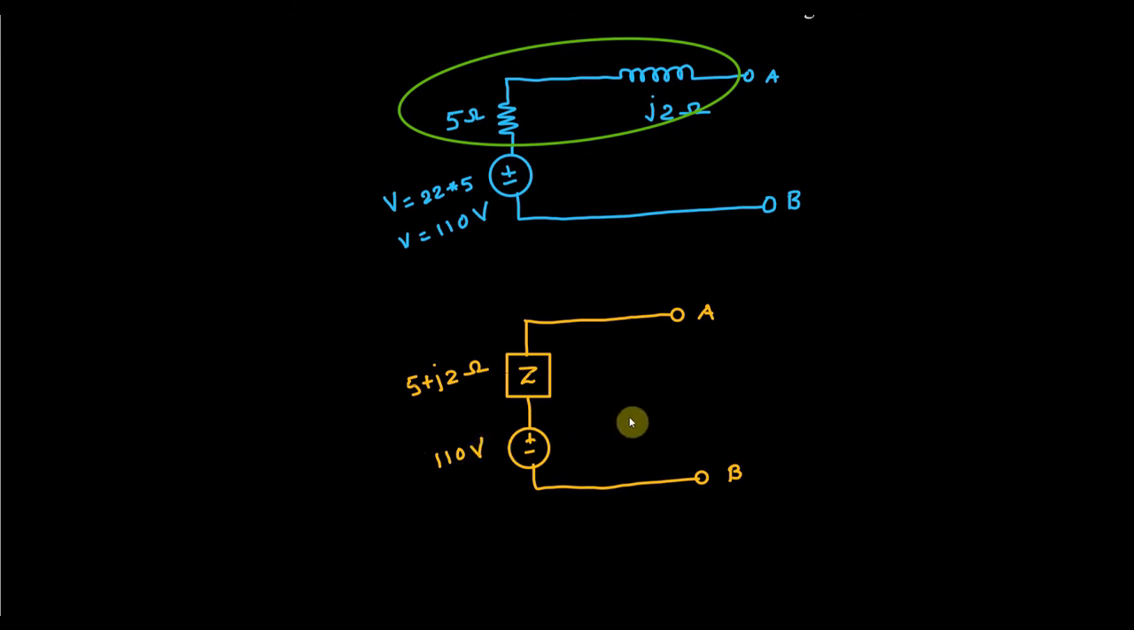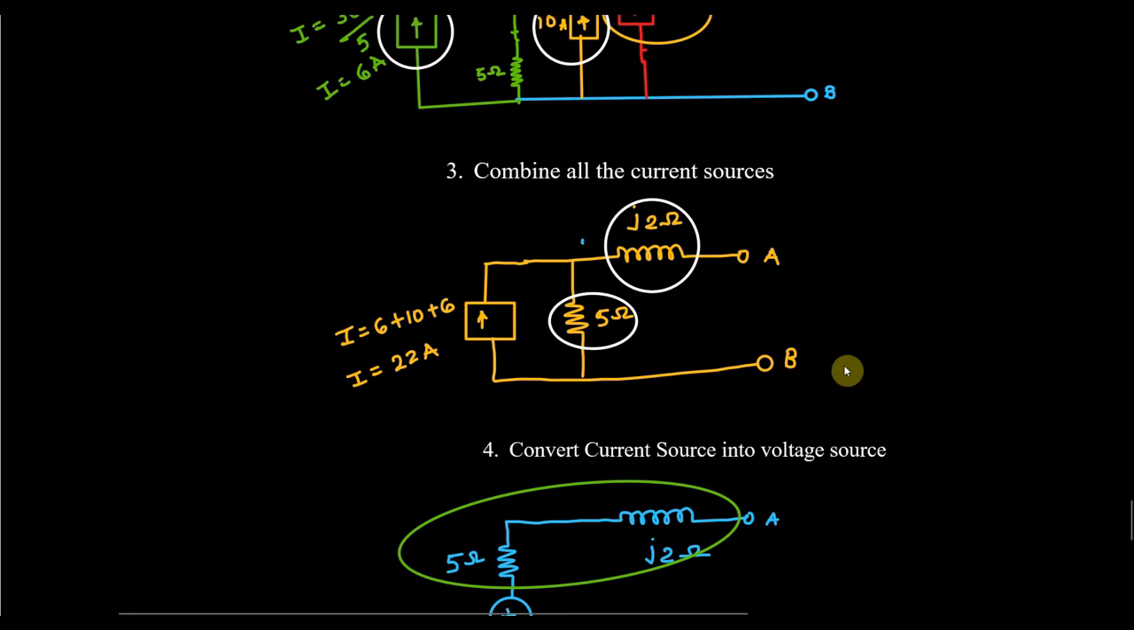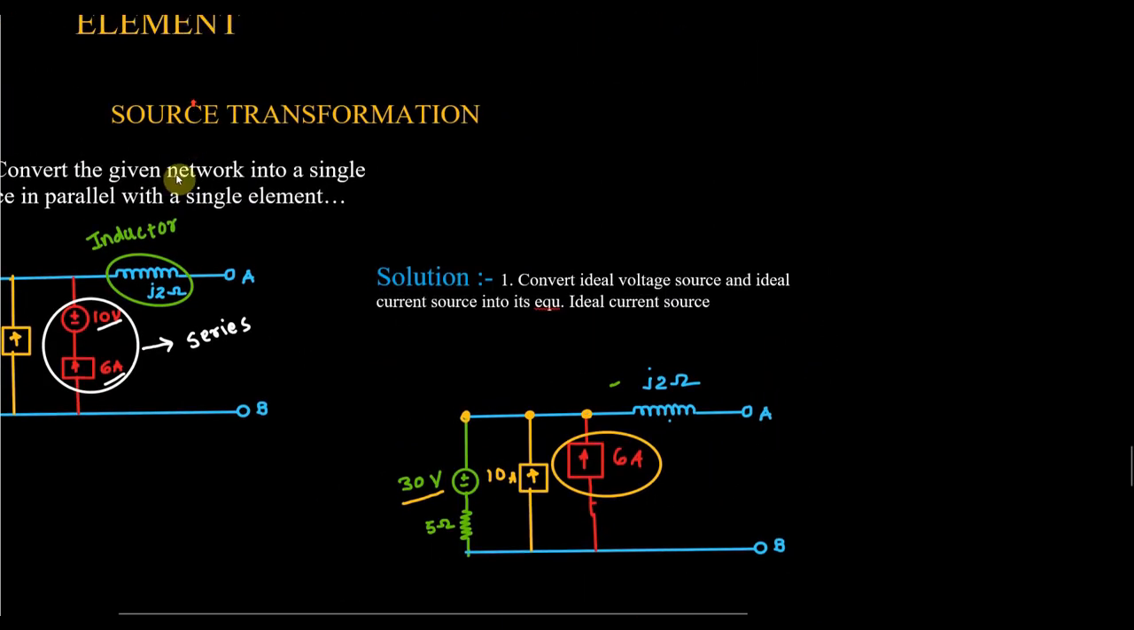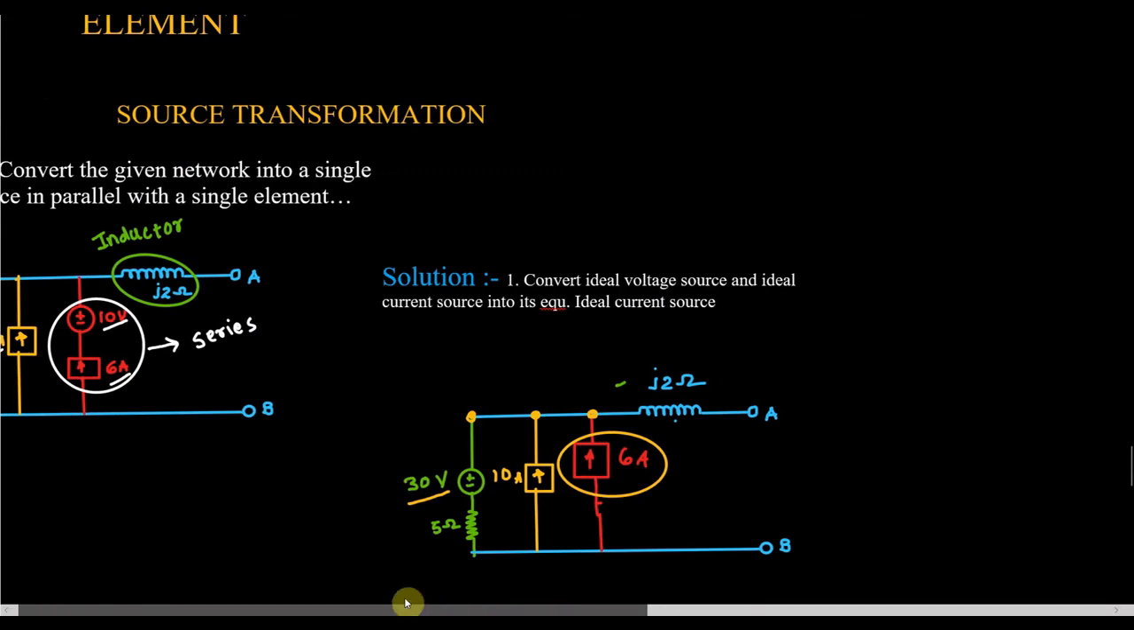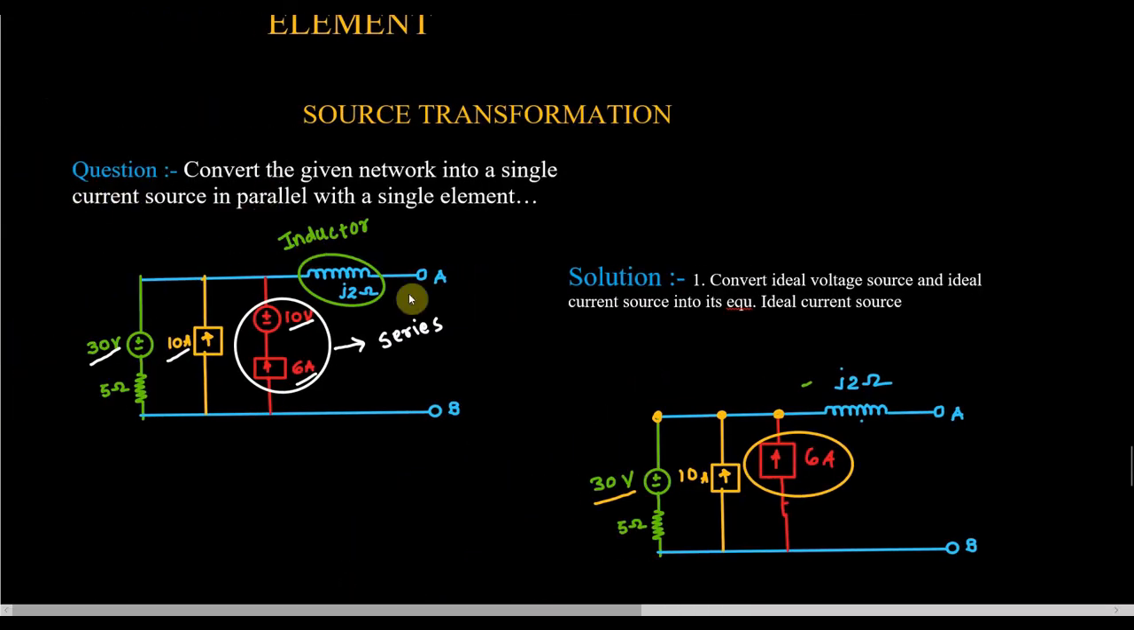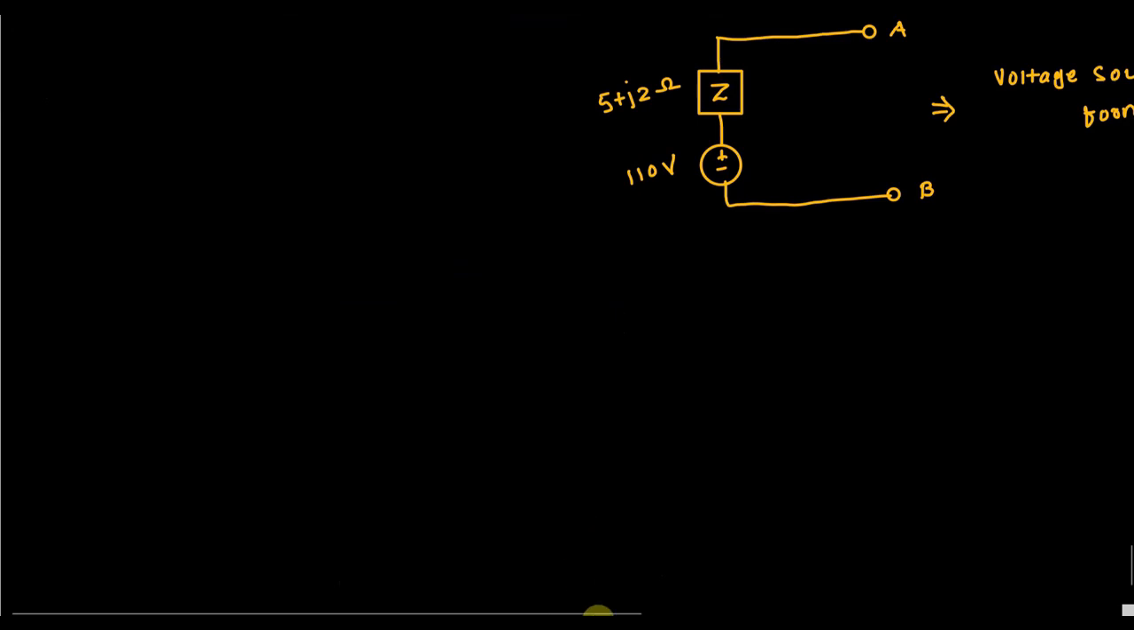Now you can see that we have converted the given diagram into a single source and a single element, and this is in voltage source form. But in the question, they have asked us to find the answer in current source form. You can see that we have to find the answer in current source form. So one more step is remaining.